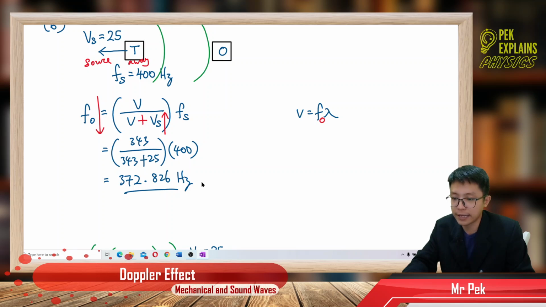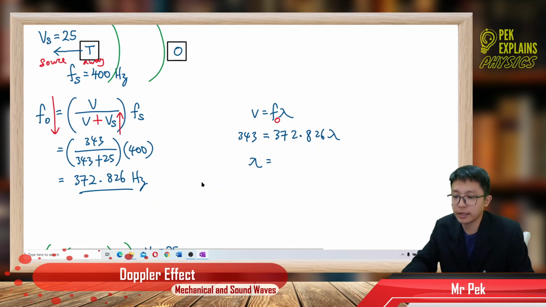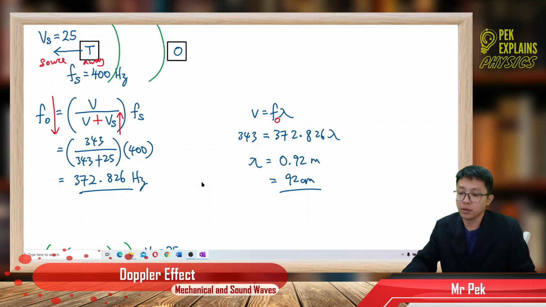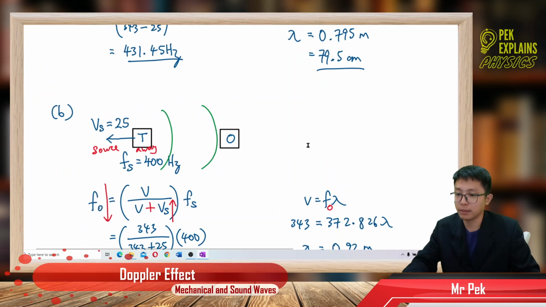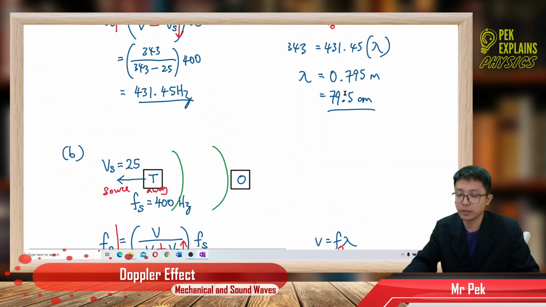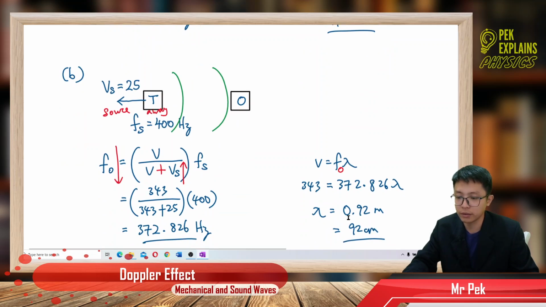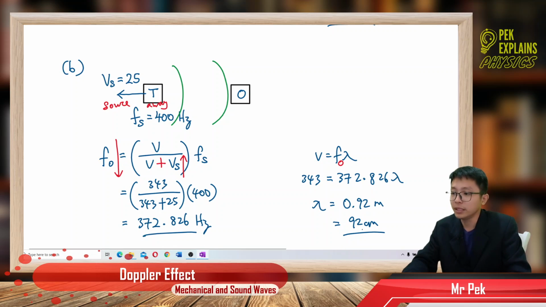Now let's find the wavelength. The speed of sound is 343, and we have the lower frequency now. So the wavelength I get is 0.92 meter, which is also 92 cm. This time the wavelength becomes longer than before. Before it was 79.5, now it's 92.